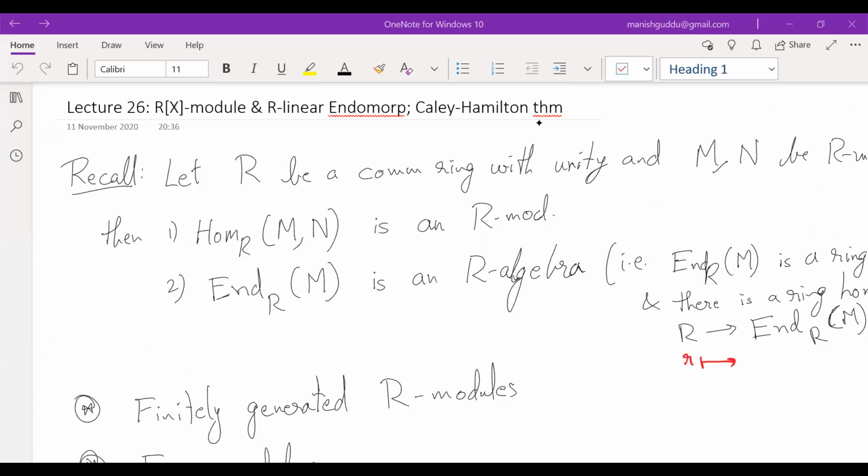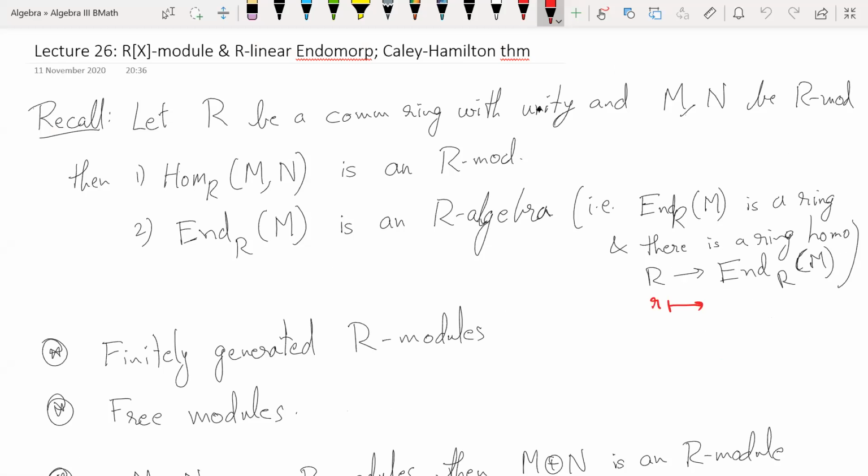Okay. So what should be the map from R to End_R(M)? What should be the ring homomorphism? Can you make a guess? R should go to which endomorphism? Yeah. Multiplication by r. So maybe we call it mu_r. Multiplication by r from M to M, which sends little m to r times m.